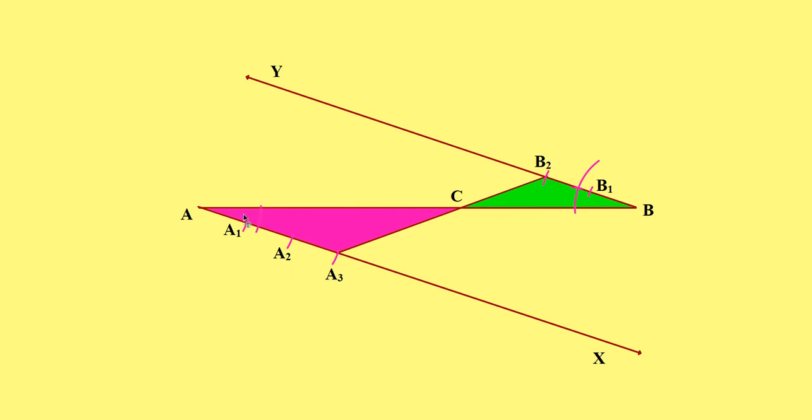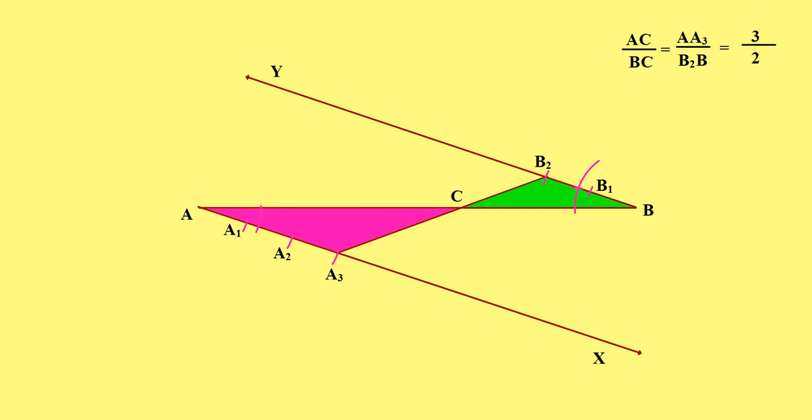That means AC by CB is equal to AA3 by B2B. AC by BC is equal to AA3 by B2B, where AA3 is equal to 3 units and B2B is equal to 2 units. So 3 by 2. Therefore, C divides AB in the ratio 3 is to 2.